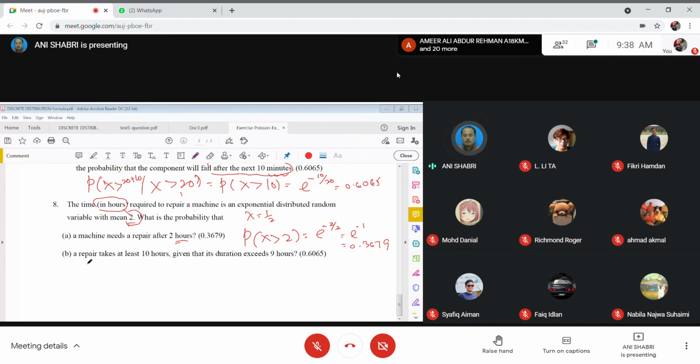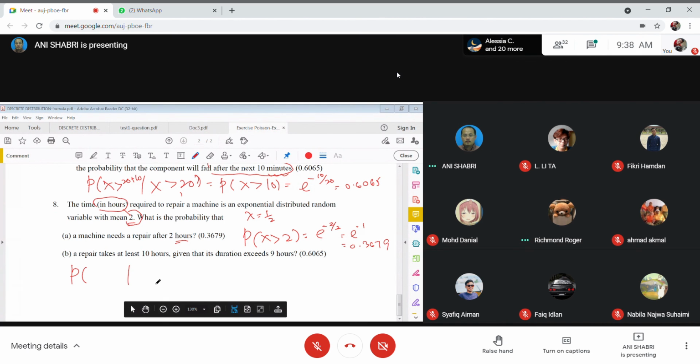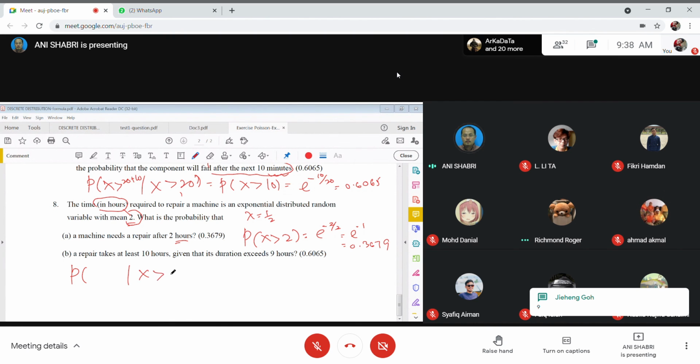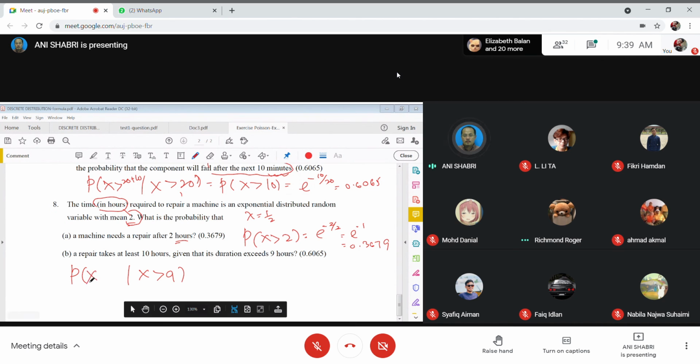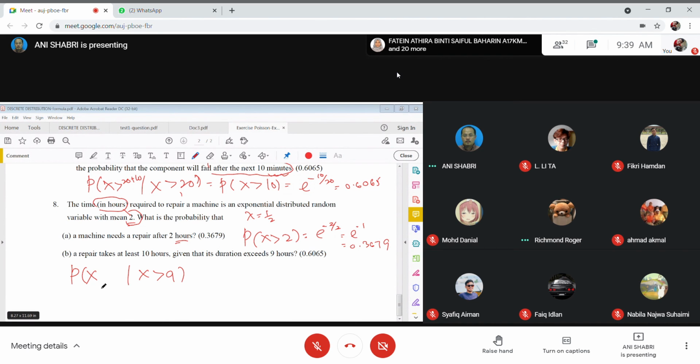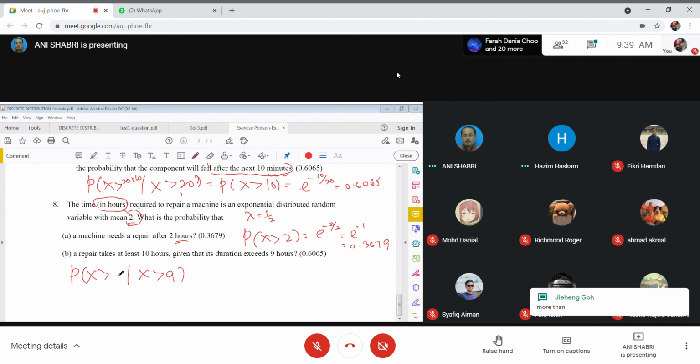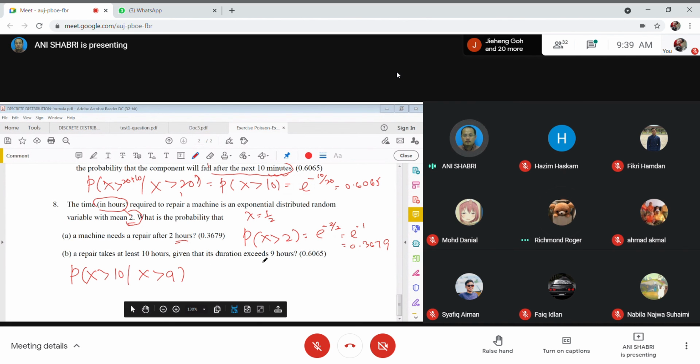Okay, the last one. Which one is the event that has already occurred? 9 hours, given X greater than 9 hours. For this one, X more than 10. Do we need to add 9 plus 10? No need to add. This one is just straightforward.